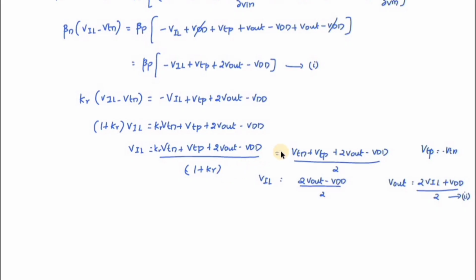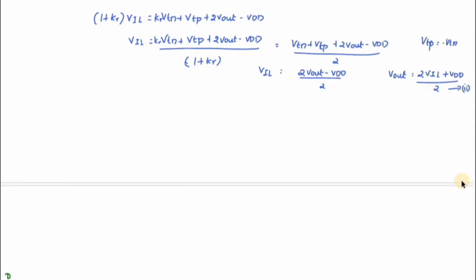So if VTN is equal to minus VTP and if KR is equal to 1 for a symmetrical CMOS inverter, VIL is equal to VTN plus VTP plus 2Vout minus VDD divided by 2. So VTP and VTN get cancelled out. So VIL is equal to 2Vout minus VDD divided by 2. So Vout is equal to 2VIL plus VDD by 2. Okay. So this is my second equation.